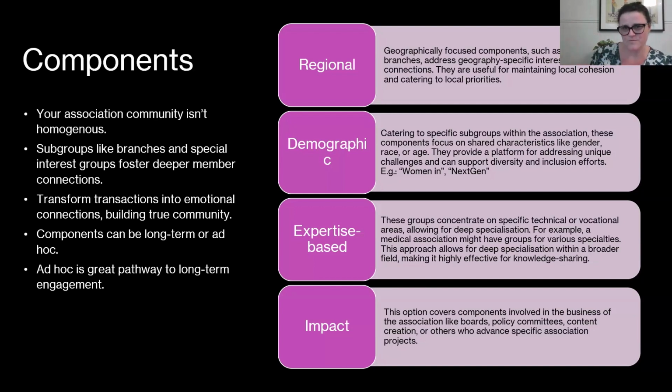We've still got local network groups to do on-the-ground events and activities, but we've introduced special interest groups for sectors, so corporate communicators, government communicators, etc. And we're in the process of looking at expertise, like crisis comms, sustainability, more topic-based ones as well. And the response has been great from the members. They're excited, yeah.